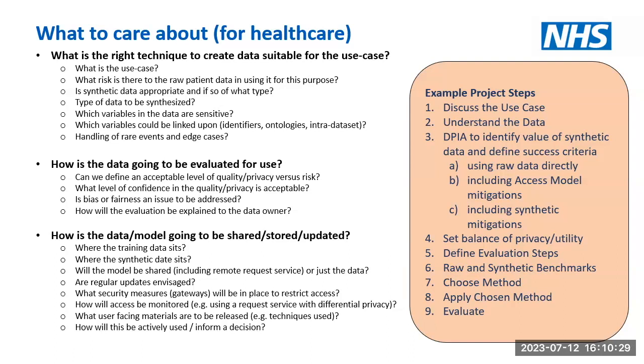Once you've got that, you set your balance of privacy utility, you define your evaluation steps, you put a whole series of benchmarks in, and then you actually generate your data right at the end. Most of the time we do it backwards, that's why.